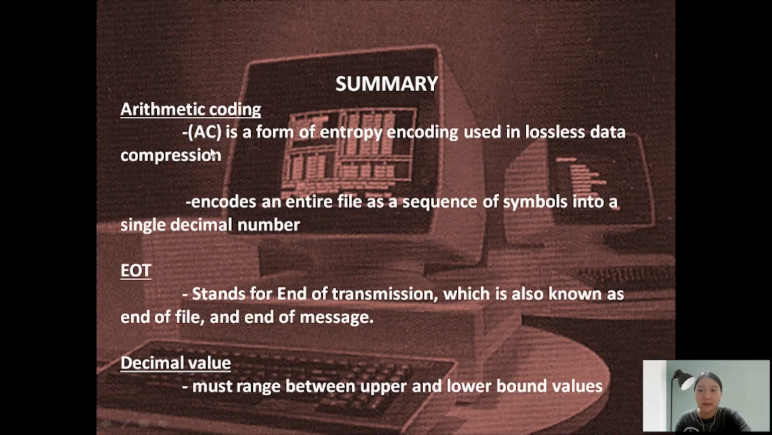For summary, arithmetic coding, or AC, is a form of entropy encoding used in lossless data compression, and it encodes an entire file as a sequence of symbols into a single decimal number. EOT stands for end of transmission, which is also known as end of file and end of message. The decimal value must range between the upper and lower bound values. And that's all. Thank you.